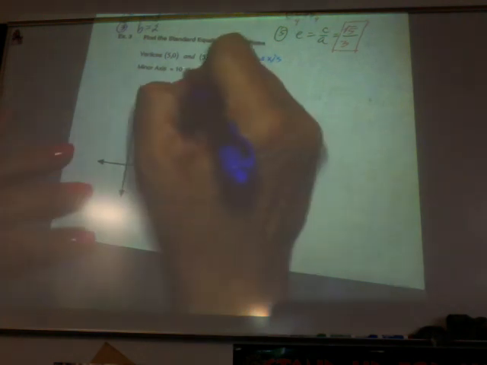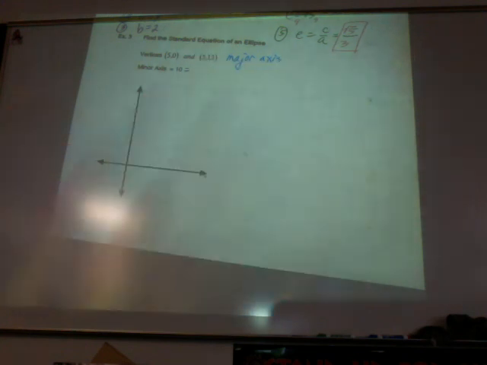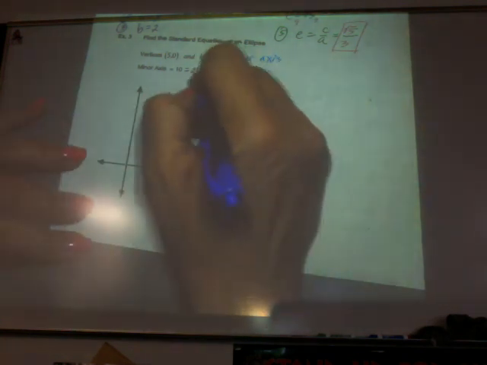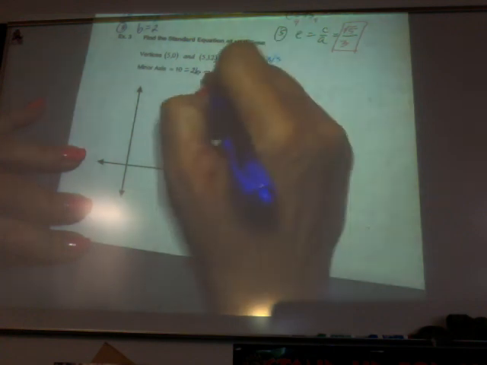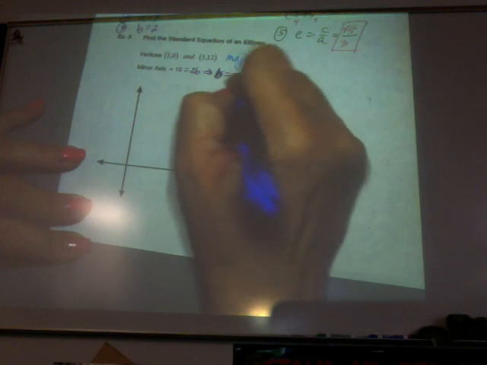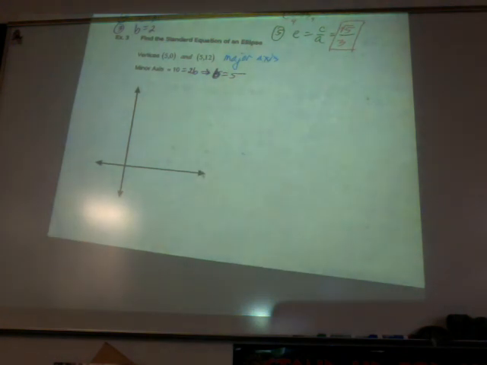What does that 10 equal? This is the whole distance of the minor axis. Yeah, but that equals 2b, right? And so b is equal to 5. So that was handy, because we need to know what b is so we can square it.